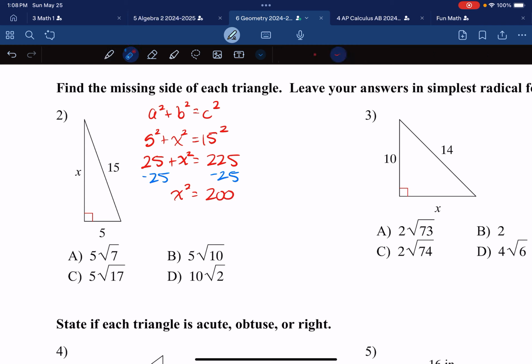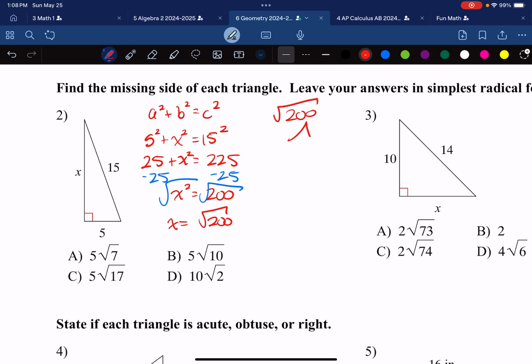From there, we undo the square by taking the square root of both sides. It does typically have a plus or minus, but it doesn't make sense to have a negative length when we're talking about the side length of a triangle, which means x is just going to be the square root of 200. I'm noticing the square root of 200 is not listed, and that's because we need to have simplest radical form. So to simplify our radical, we'll take the square root of 200, and then we'll make a factor tree where each of the factors are perfect squares.